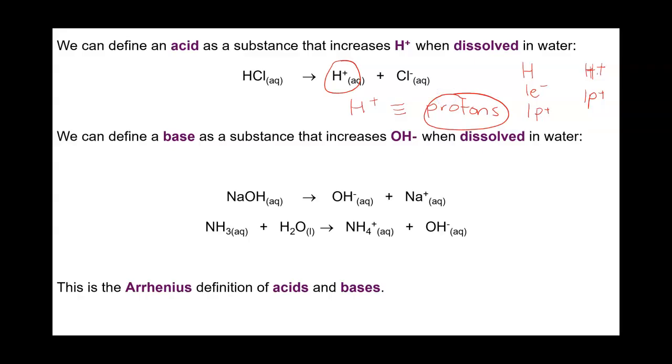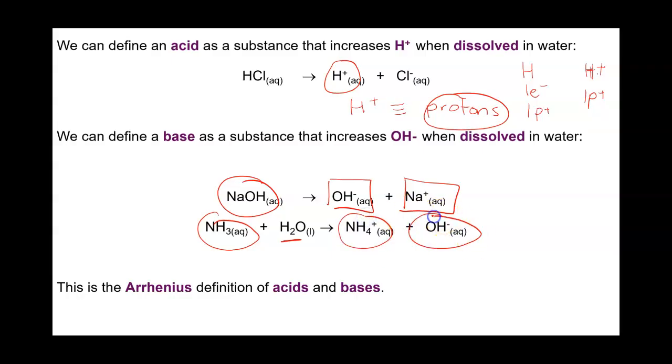We can define a base as a substance that increases hydroxide ion concentration when dissolved in water. A classic example of this is the ionic compound sodium hydroxide. When that's dissolved in water, it dissociates to form hydroxide ions and sodium ions. Another type of base are molecular species like ammonia that will react with water to produce ammonium ions and also hydroxide ions. And both of these classes of compounds meet our criteria for being defined as a base, which is a substance that increases OH- when dissolved in water.